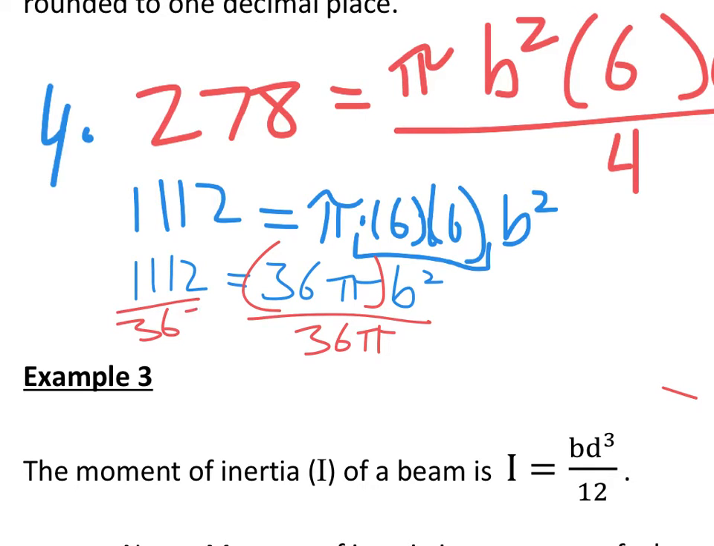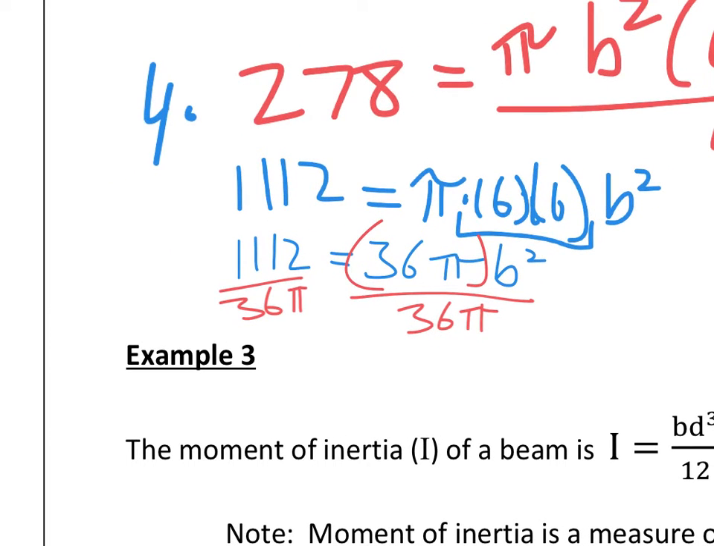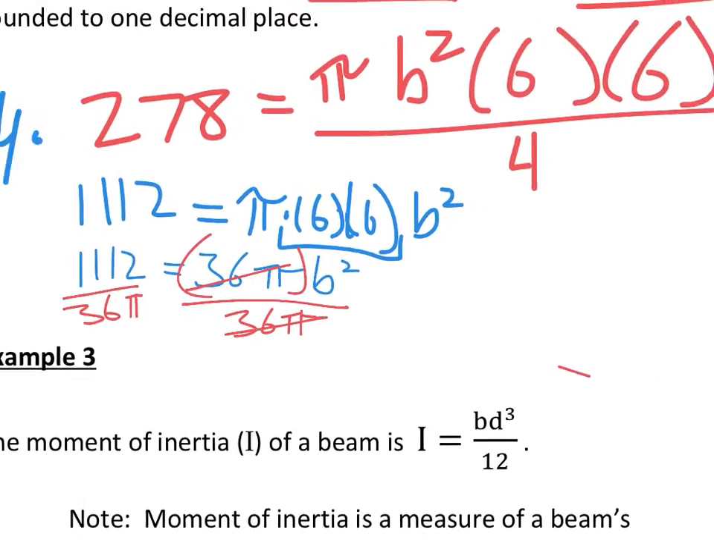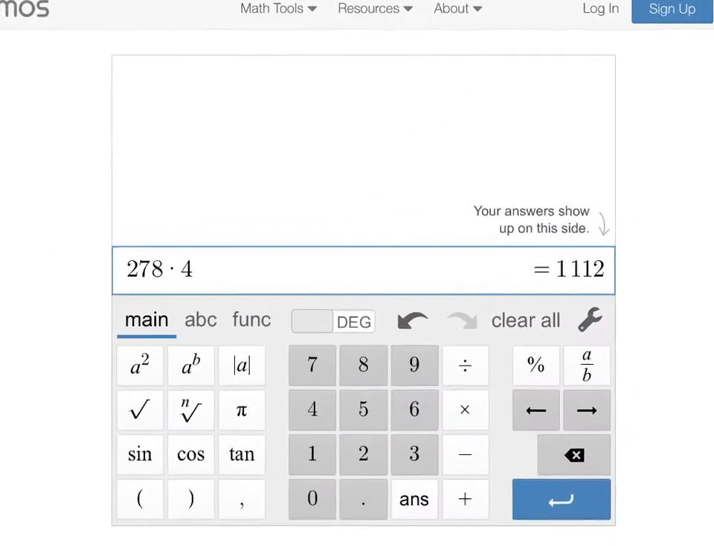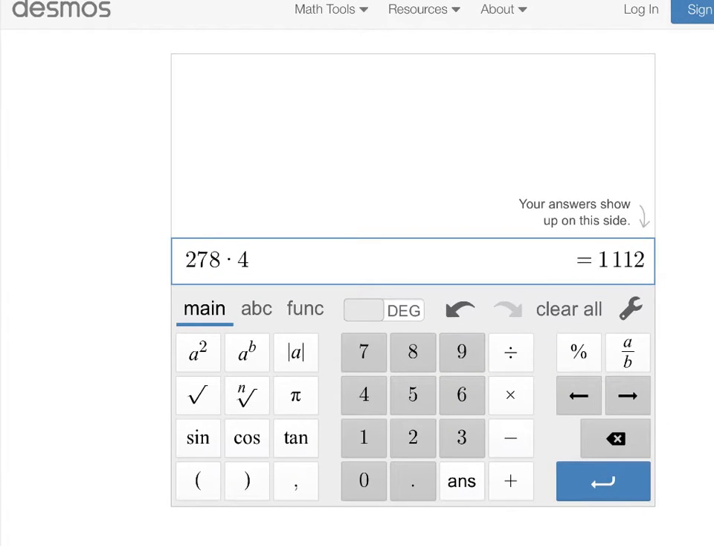36 pi. What you do to one side, you've got to do to the other. Okay? And so this will cancel out that whole 36 pi. And we'll just type this into our calculator here. So I have 1,112 divided by 36 pi. Now with Desmos Scientific, it works real nice because it gives us that division. It's going to look exactly like that.